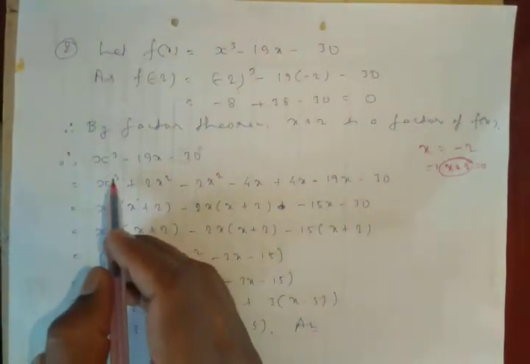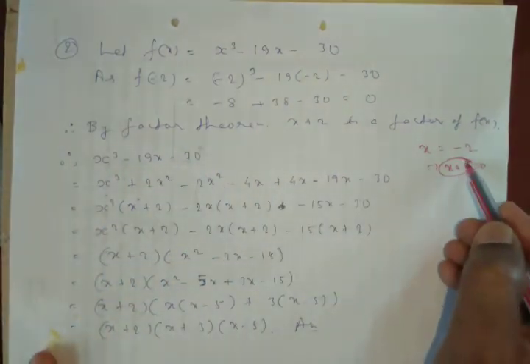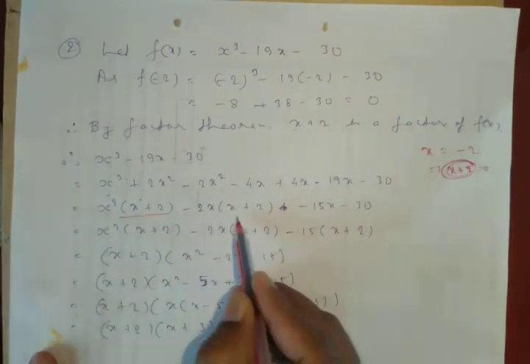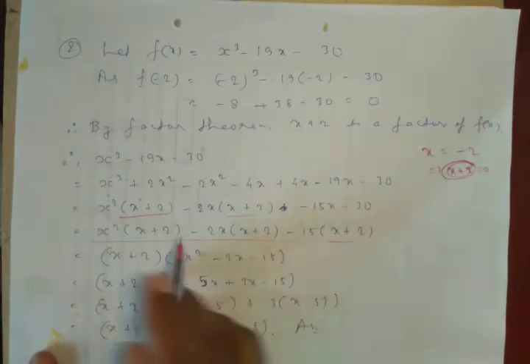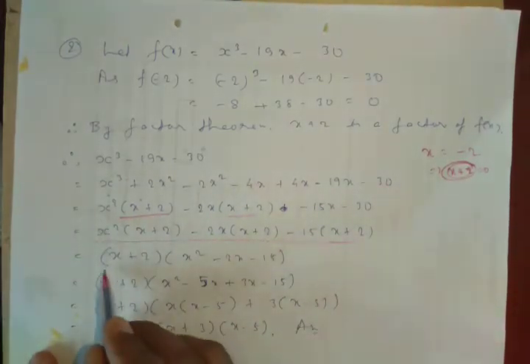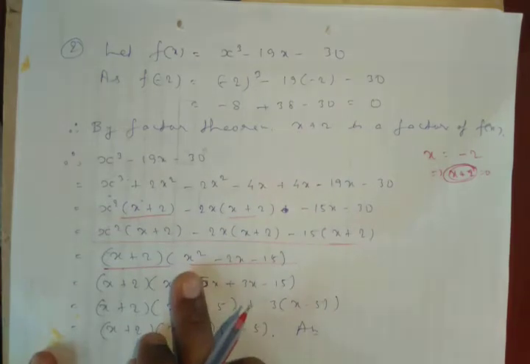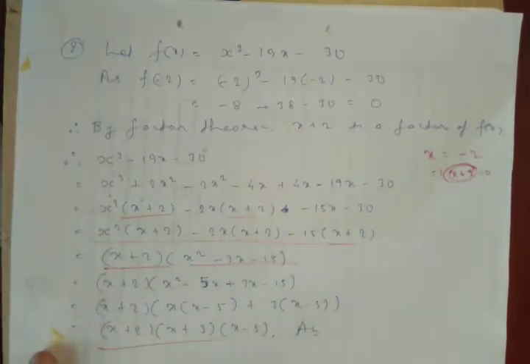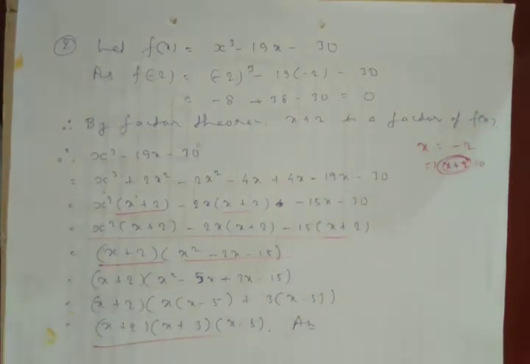Then again, as I told you in question 1, you will rearrange this so that x plus 2 will be everywhere. So here I have rearranged like x plus 2, and here also x plus 2 is there. So in this we have x plus 2 everywhere, and then x plus 2 is common. Then what is left is this. Again, it can be factorized by splitting the middle term. So I did it, and then the answer is this. So this is the second question, and the third one is this.